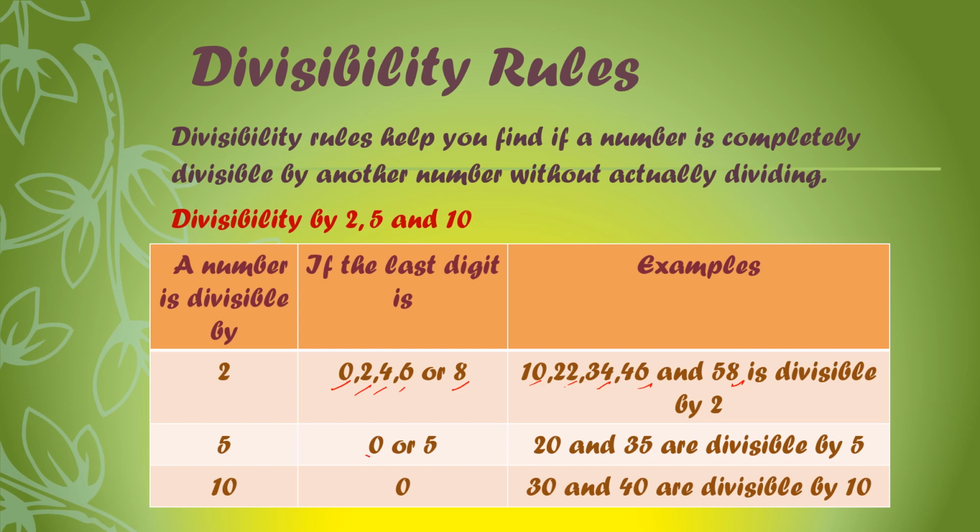Now look for the divisibility rule of 5. If the last digit is 0 or 5, then the given number will be divisible by 5. For example, in 20 and 35, the last digit is 0 or 5. Hence, these two numbers are divisible by 5. Next is, a number is divisible by 10 if the last digit is just 0. So, it's very obvious that 30 and 40 are divisible by 10 because both have 0 as their last digit.